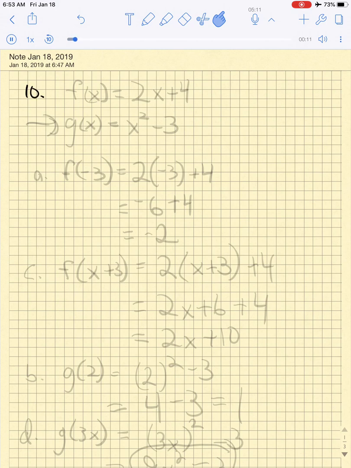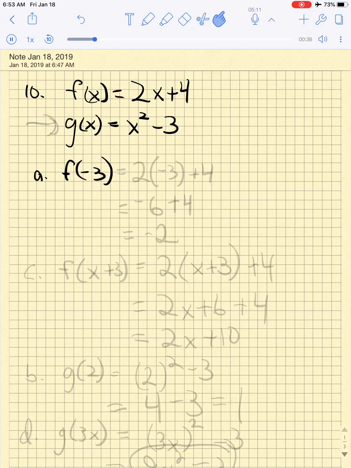Given f of x equals 2x plus 4 and g of x is equal to x raised to the second minus 3. They ask you for four different things. The first thing they ask you for is f of negative 3.